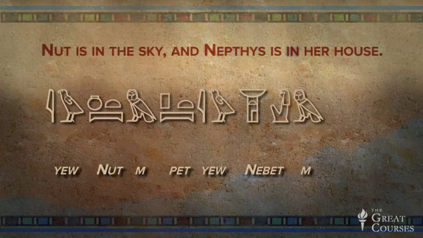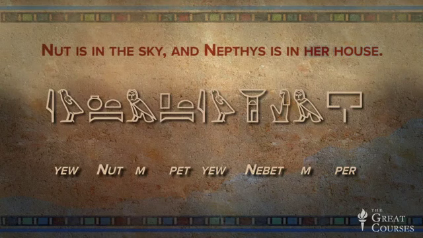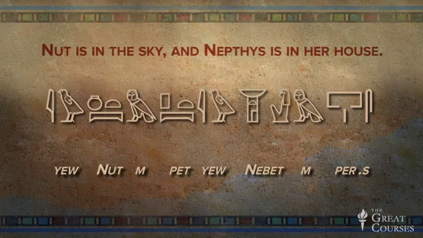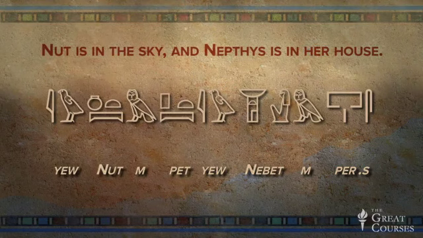In is the owl, and house is per. For her, we need a suffix pronoun, but which one? Yes, the folded cloth suffix pronoun s. And that's our sentence. Nut is in the sky, and Nephthys is in her house. It may have sounded something like iu nut em pet, iu nebet em peres.